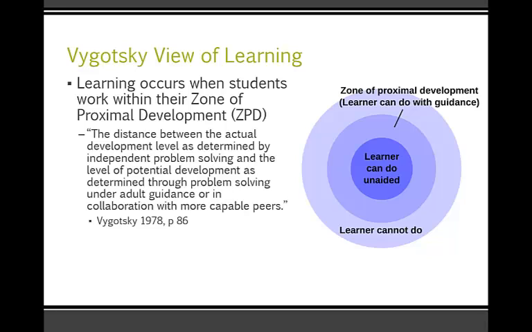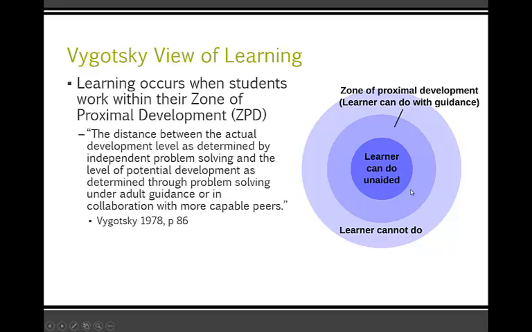The hallmark of Vygotsky's view of learning is this idea that learning occurs when students work within their zone of proximal development. So you can see there's a little illustration of this here, and a quote from Vygotsky's writing himself. He said, "The distance between the actual development level, as determined by independent problem solving, and the level of potential development as determined through problem solving under guidance or in collaboration with more capable peers, is what the ZPD is."